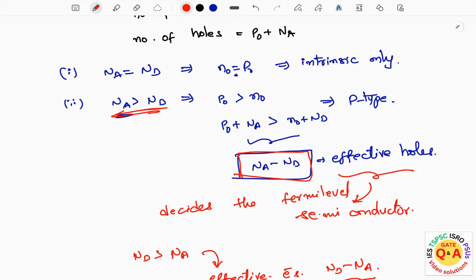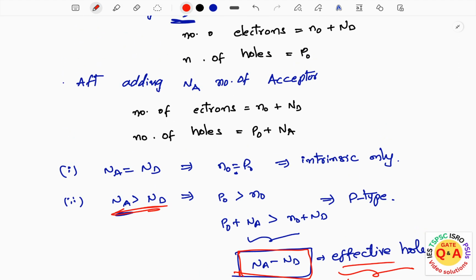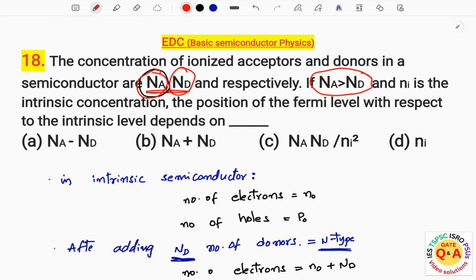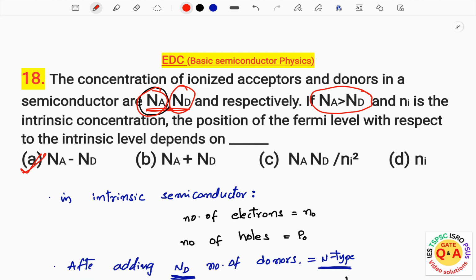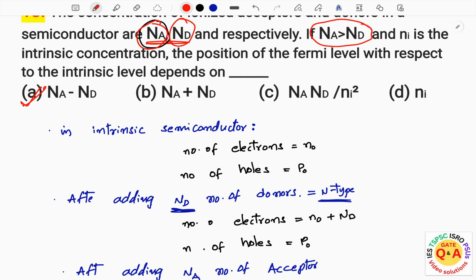Now in our example, Na minus Nd is the effective holes that will decide the Fermi level energy. Option A is the correct answer. Thank you.